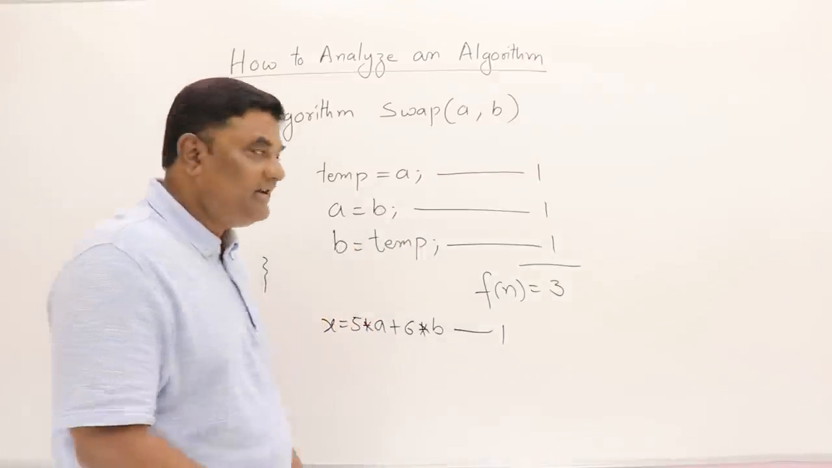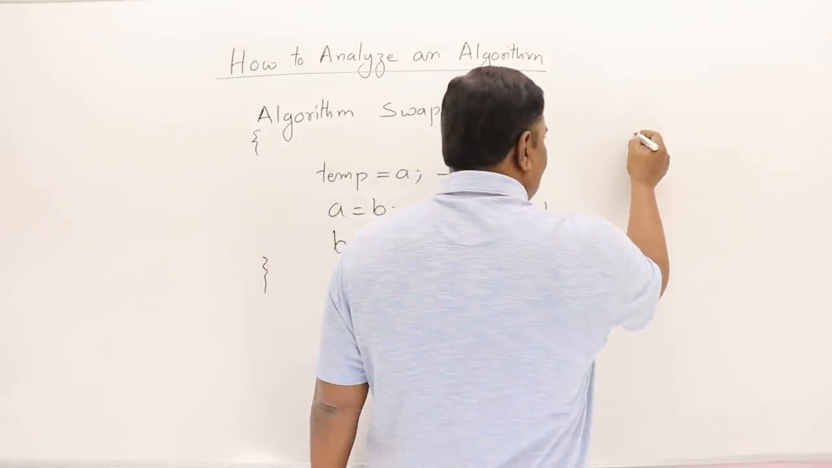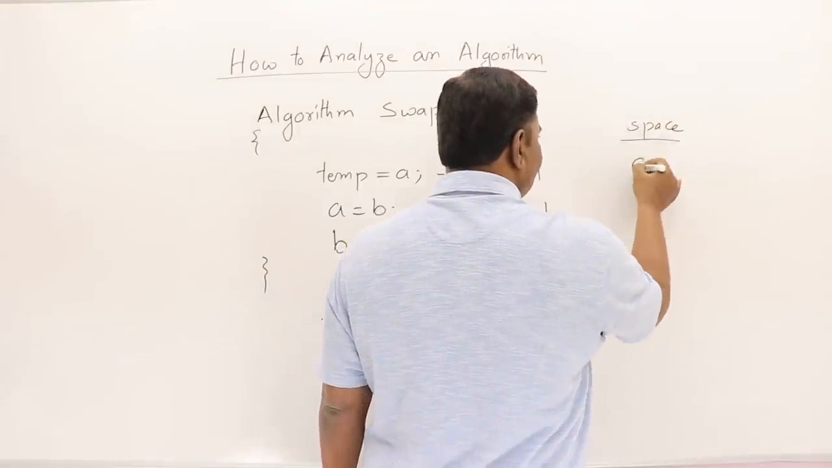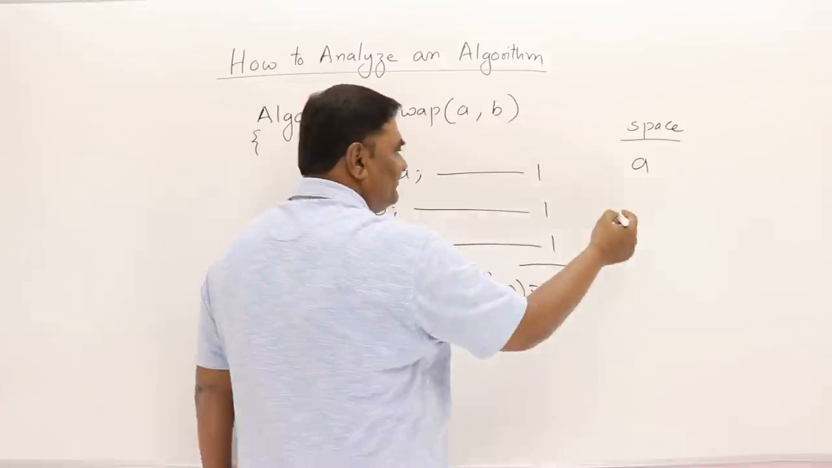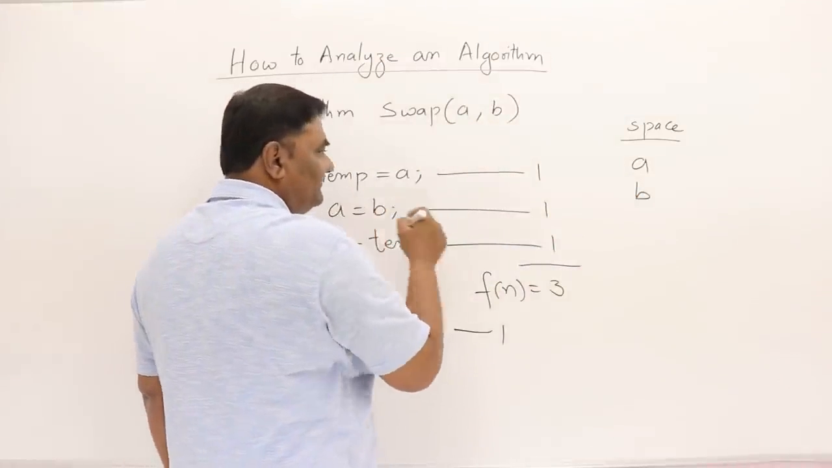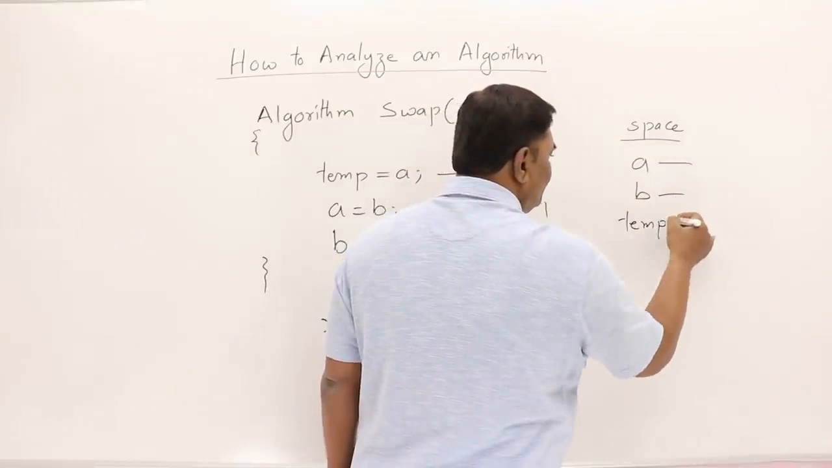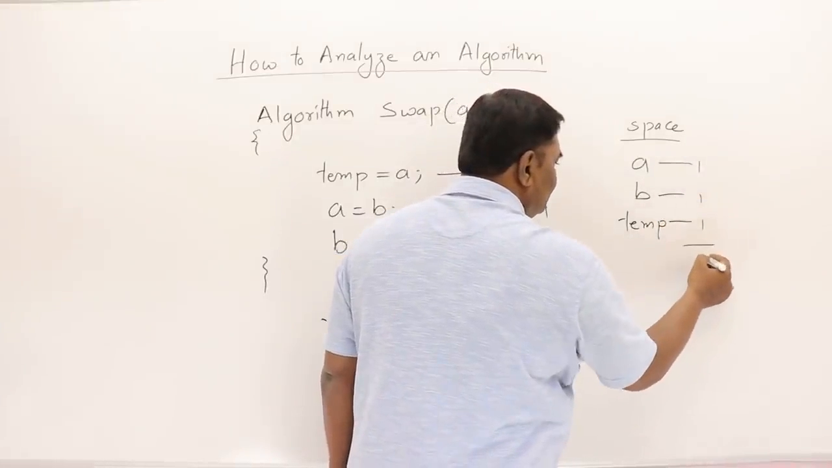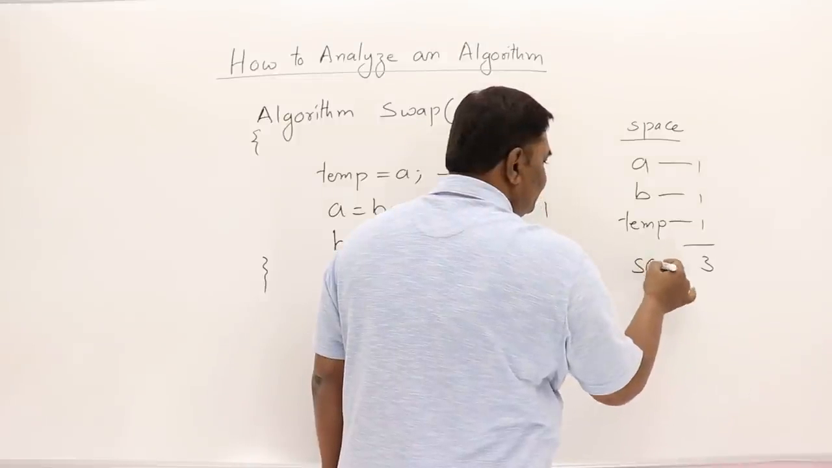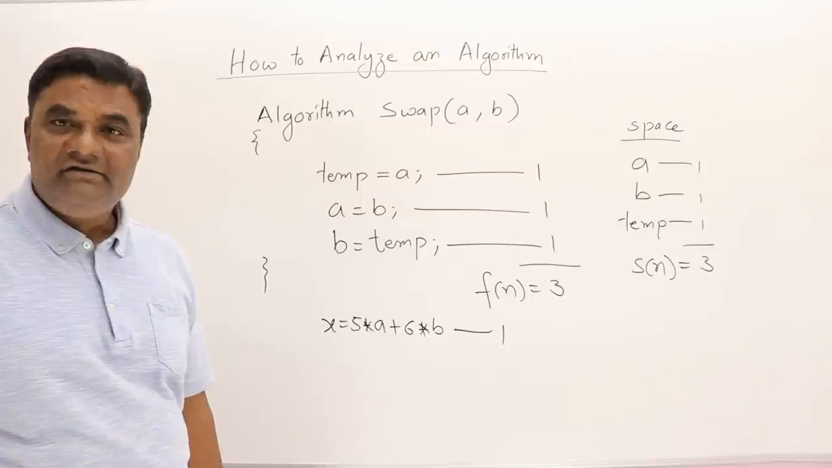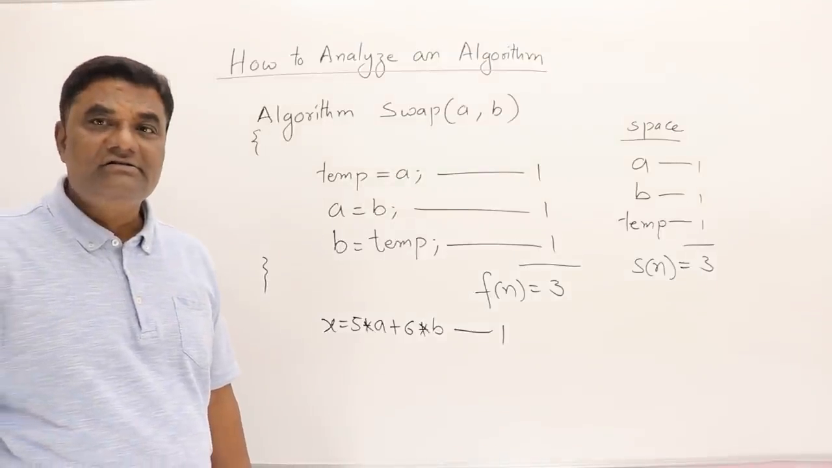Next is space analysis. What are the variables used here? For space, I'll write down the variables. A is one parameter, B is also a parameter, and temp is the local variable used. So total, how many variables? 1, 2, and 3. So there are 3 variables used. So the space is constant again. It is just 3. I got the answer as 3.